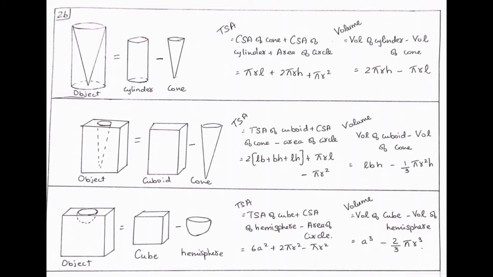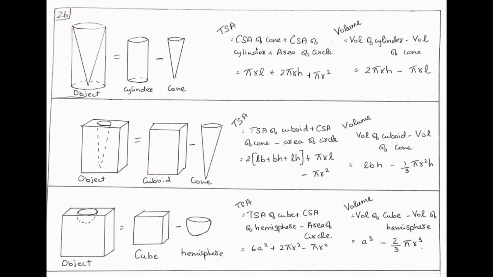The fourth one is a cylinder which is depressed by a cone. So the TSA will be CSA of a cone plus CSA of a cylinder plus area of circle, which is pi r l plus 2 pi r h plus pi r square. For volume, it's volume of cylinder minus volume of cone, which is depressed. So it will be 2 pi r h minus pi r l.